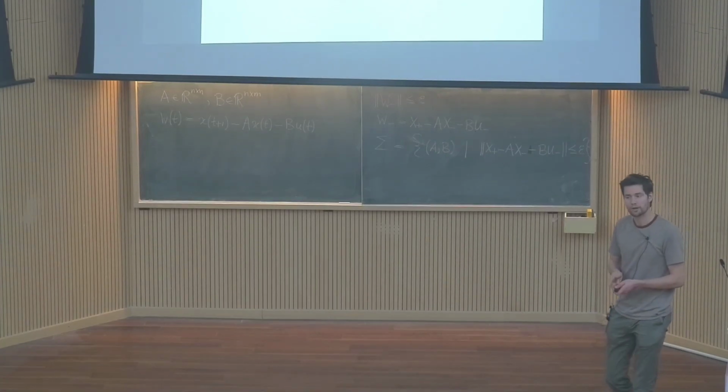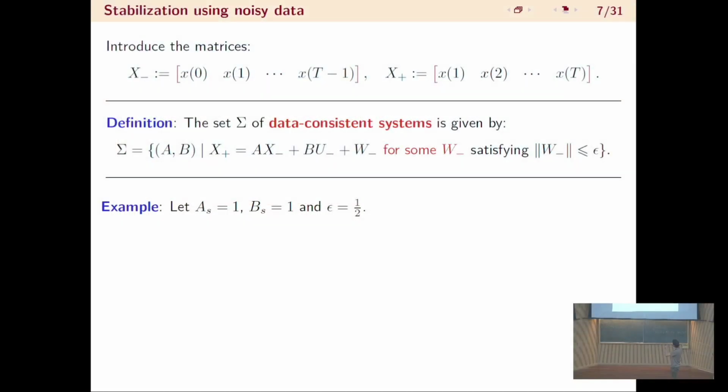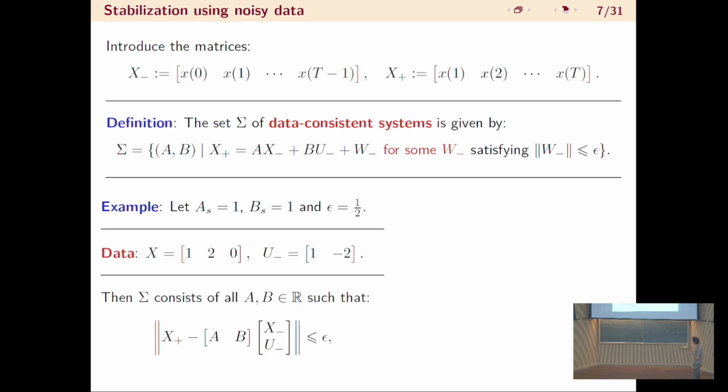Let's have a look at a simple example. So I take here the true system to have A as matrix 1, B is also 1. Epsilon, the bound on the noise, I take 1 over 2. The data that I collect in this case, 1, 2, 0 for the state, 1, minus 2 for the input. And in this case, indeed, the set sigma consists of all A, B such that this bound is satisfied. We worked it out on the board.